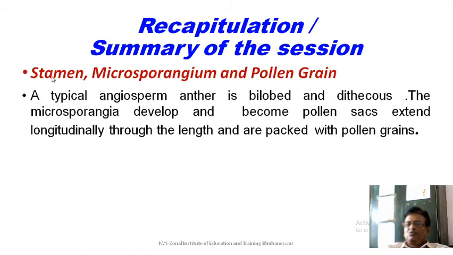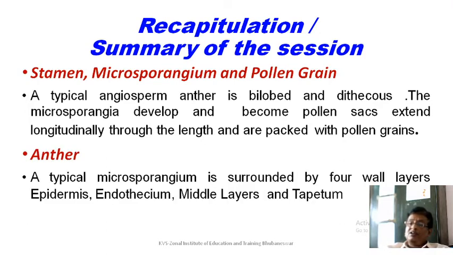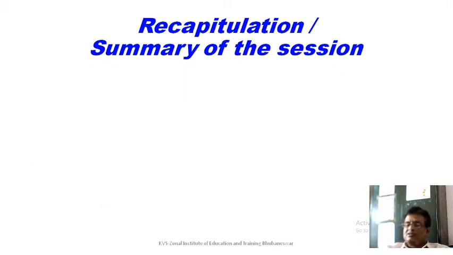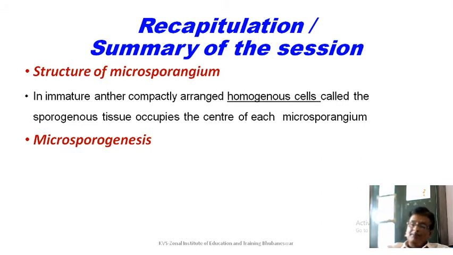When we talk about the stamen, the microsporangium and pollen grain, a typical angiosperm anther is bilobed and dithecous, and the microsporangium develops and becomes a pollen sac that extends longitudinally through its length and is packed with pollen grains. What about the anther? Anthers have four different layers. You have to recall epidermis, endothecium, middle layer and the tapetum.